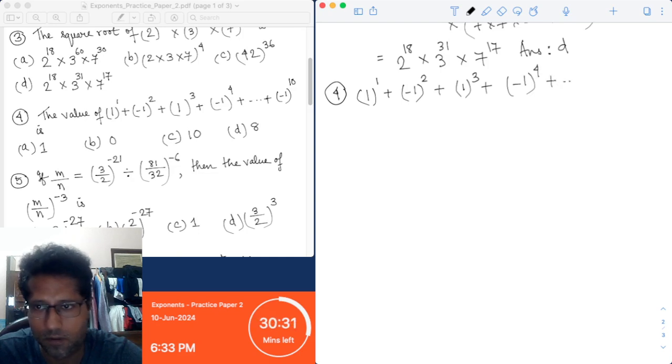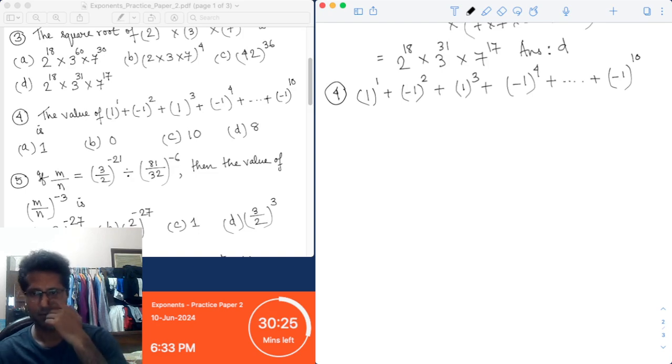So like this it goes up to minus 1 to the power 10. If you observe the powers, the first exponential has power 1, the second has power 2, and the last exponential has power 10. So we can see there are 10 terms, and in each term the bases alternate from 1 to minus 1. So bases are 1, minus 1, 1, minus 1.